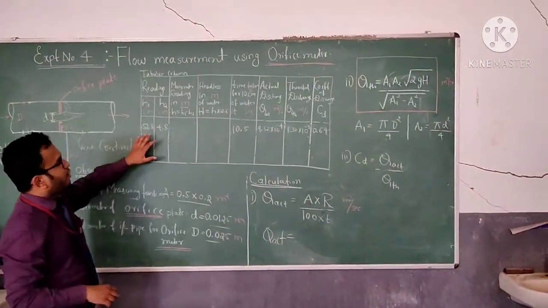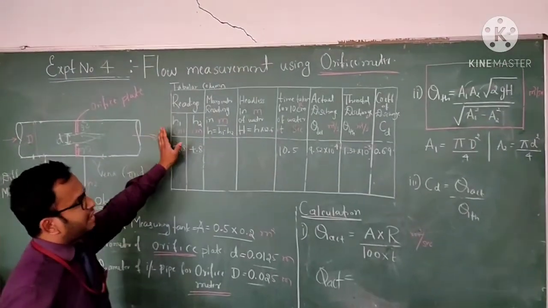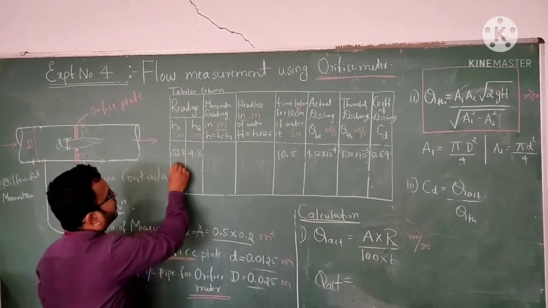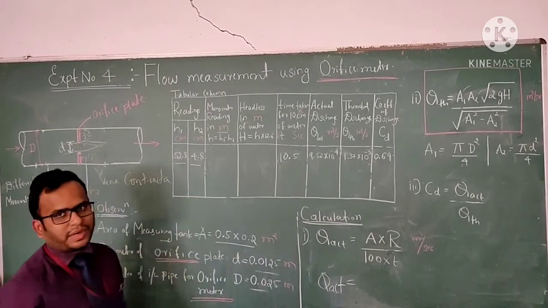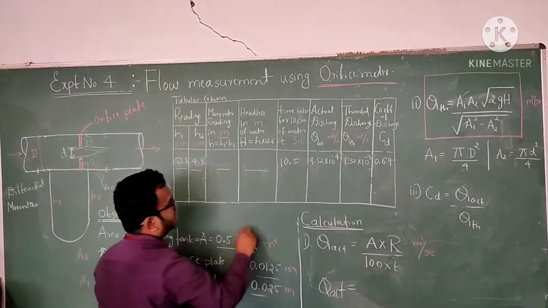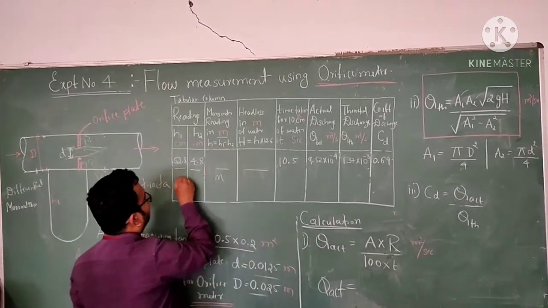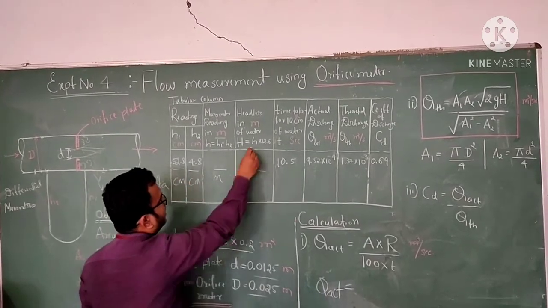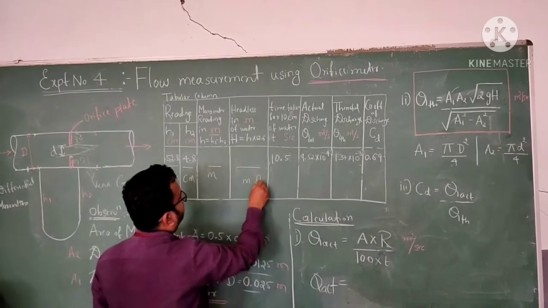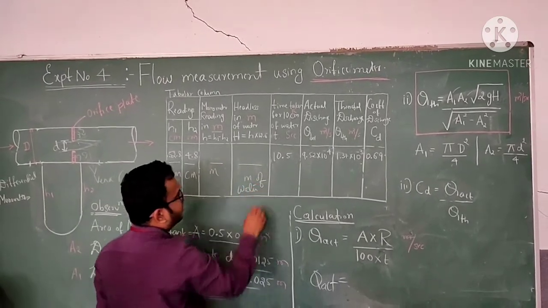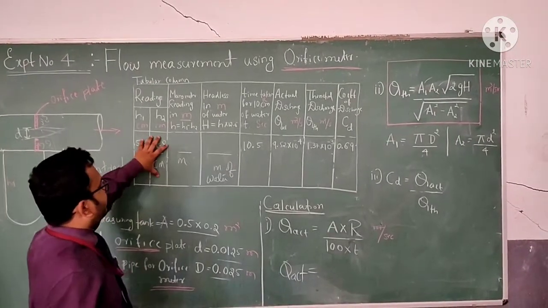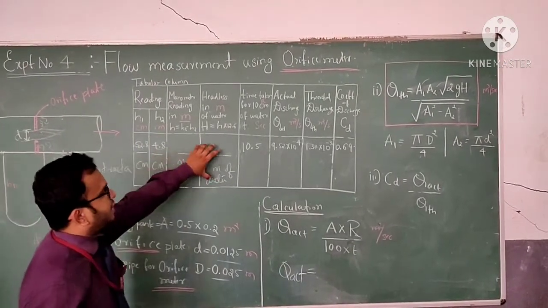Now these are the readings which we have taken. After getting these readings, we have taken H1 and H2 as the manometer readings and measured their difference. We have multiplied it with 12.6. These are all in terms of centimeter, and this is the H in terms of meter of water. These two are obtained from the experiment, and we are calculating these two parts.